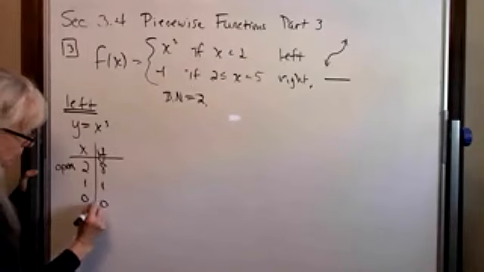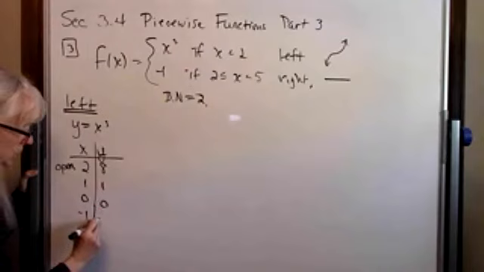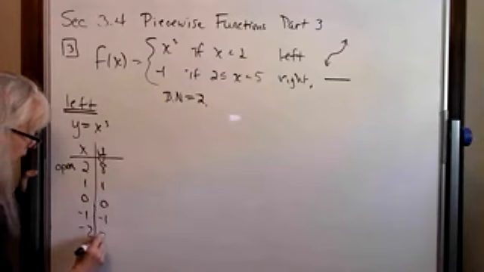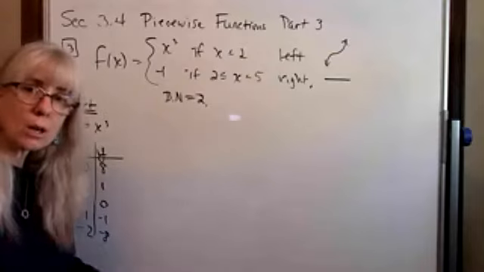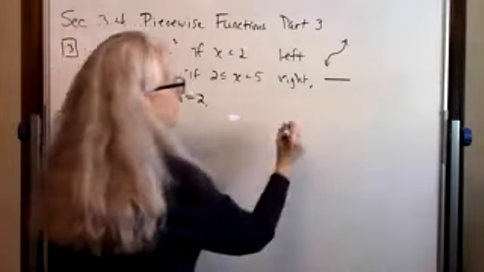0 is a good number to use. 0 cubed is 0. -1. -1 cubed is -1. And finally, -2 gives me -8. So notice I'm plotting quite a few. It's because it's a curve. And I want to make sure I get the curvature in the correct spot. So I can go graph those points.